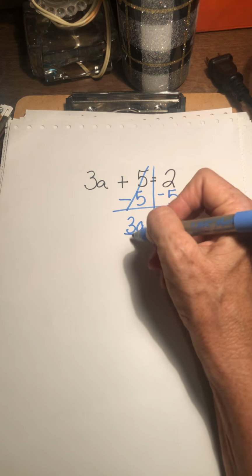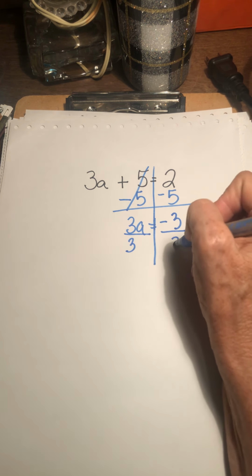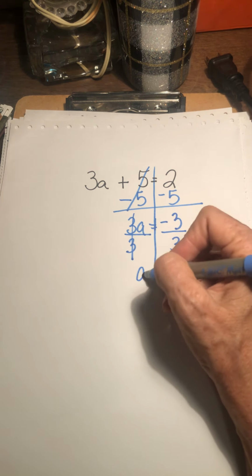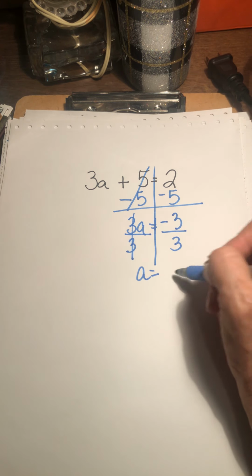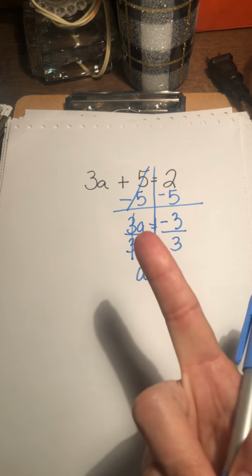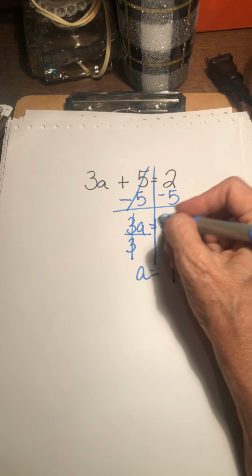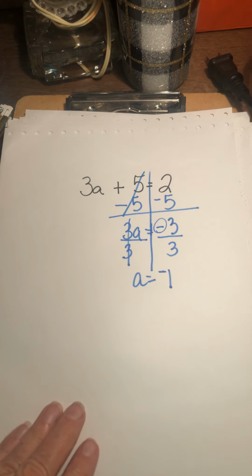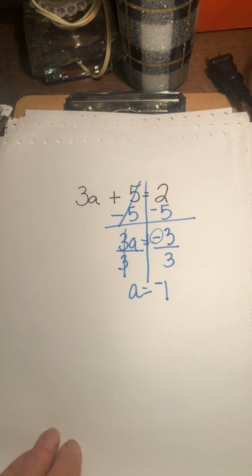I divide both sides by 3. That gives me A, which is what I wanted. 3 will go into 3 once. I have 1 negative. So this guy's all alone. So it's a negative party. It's a -1.